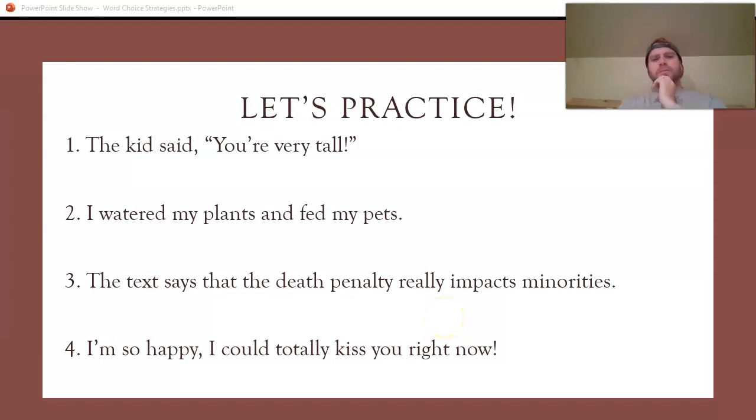Number two, I watered my plants and fed my pets. Two vague nouns in this sentence. Watered and fed are fine as far as verbs go, but plants and pets, what kind of plants? What kind of pets? I watered my succulents.